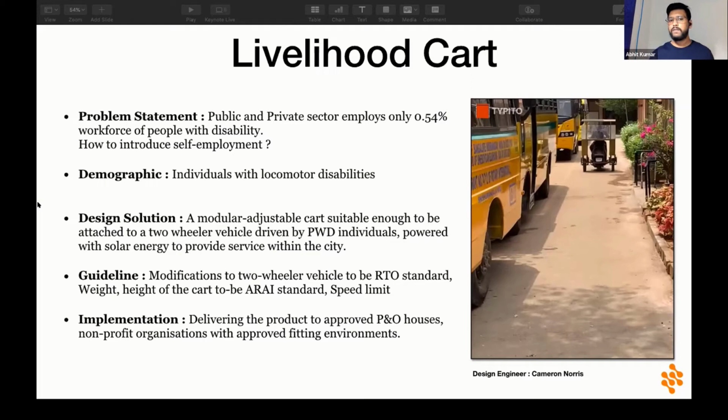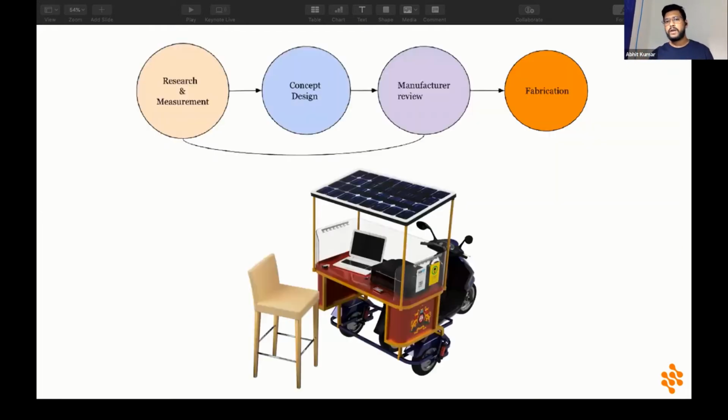And at the same time, while we were doing this, the whole solution from design to the manufacturing part, we were adhering to the guidelines set by the RTOs or by the ARAI, the vehicle associations, and what speed limit needs to be adhered to, what weight balance ratio needs to be created. All these aspects were considered before we even thought about designing the product. So that is where the concept comes into play. And then further on, going on to the implementation part.